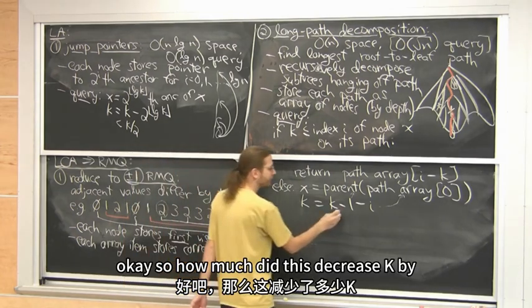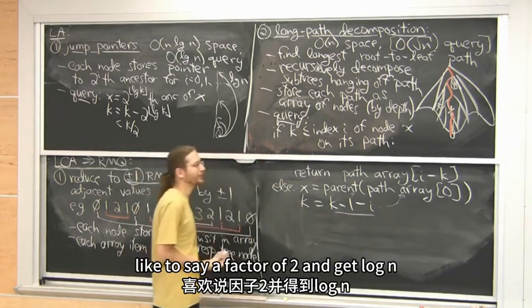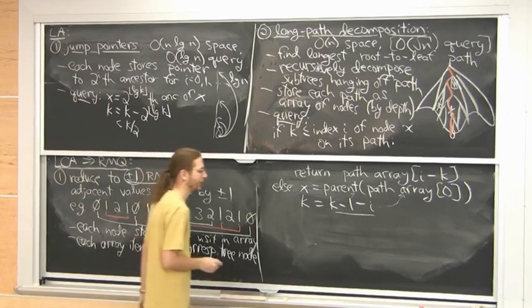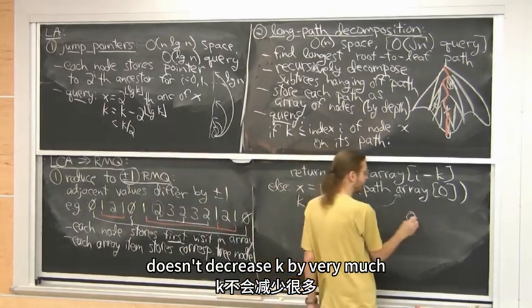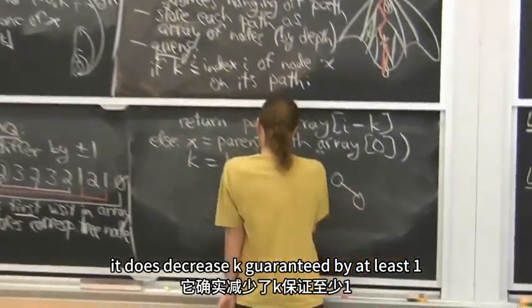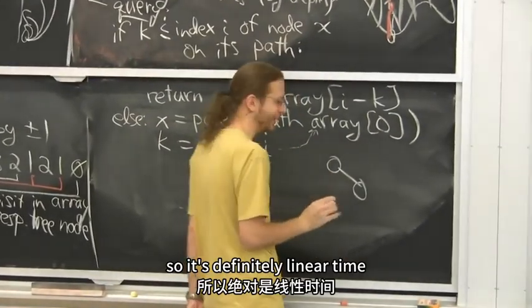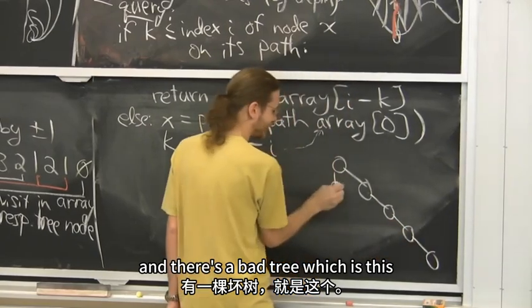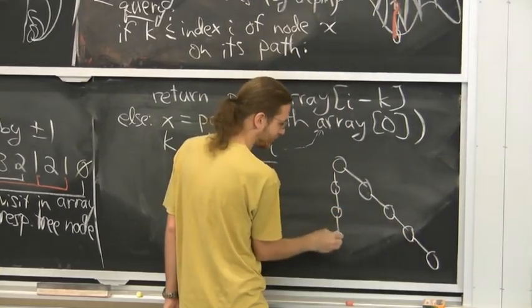So how much did this decrease k by? I'd like to say a factor of 2 and get log n, but in fact, no, it's not very good. It doesn't decrease k by very much. It does decrease k, guaranteed by at least 1. So it's definitely linear time. And there's a bad tree, which is this.